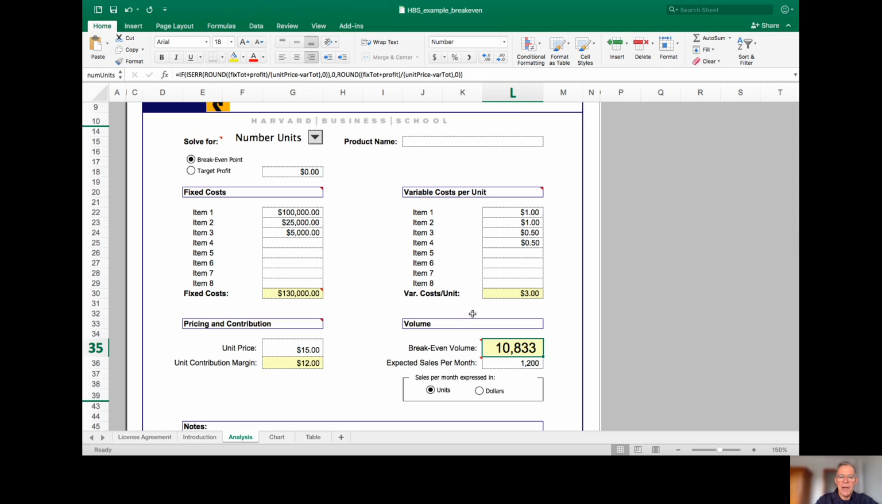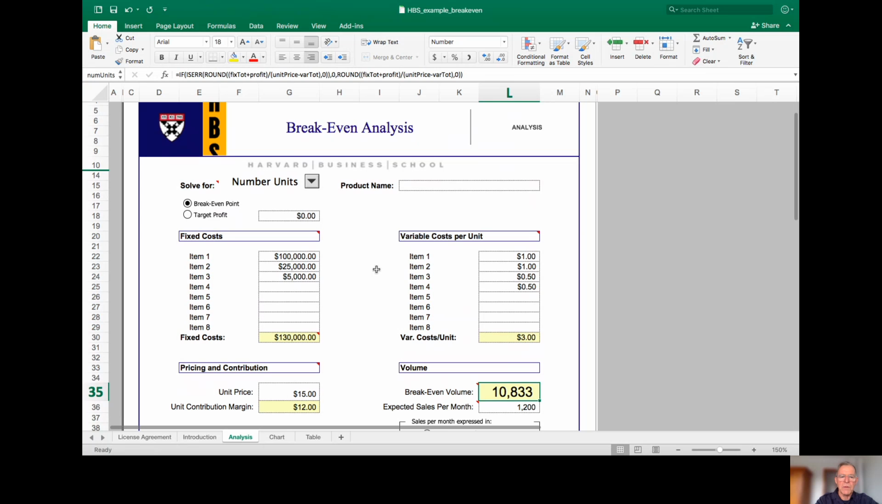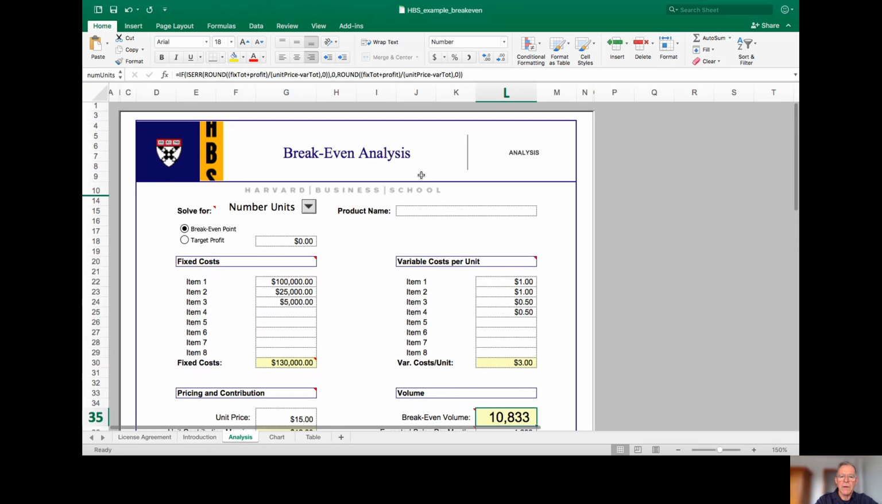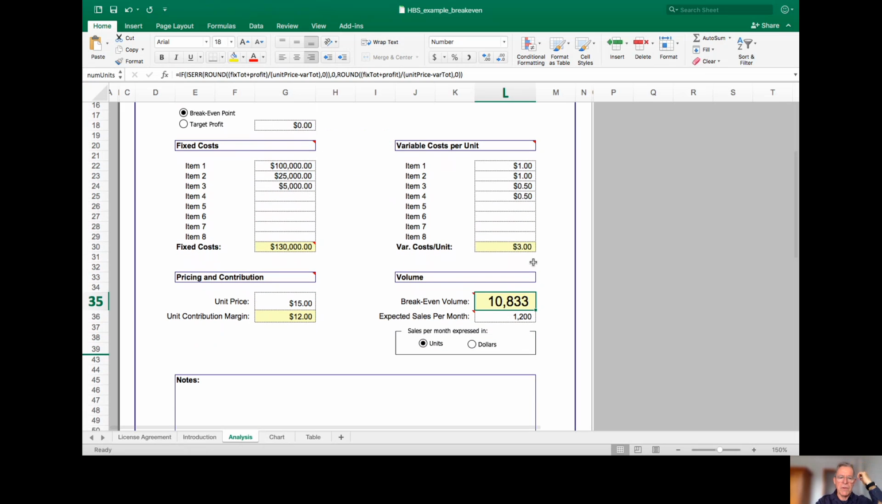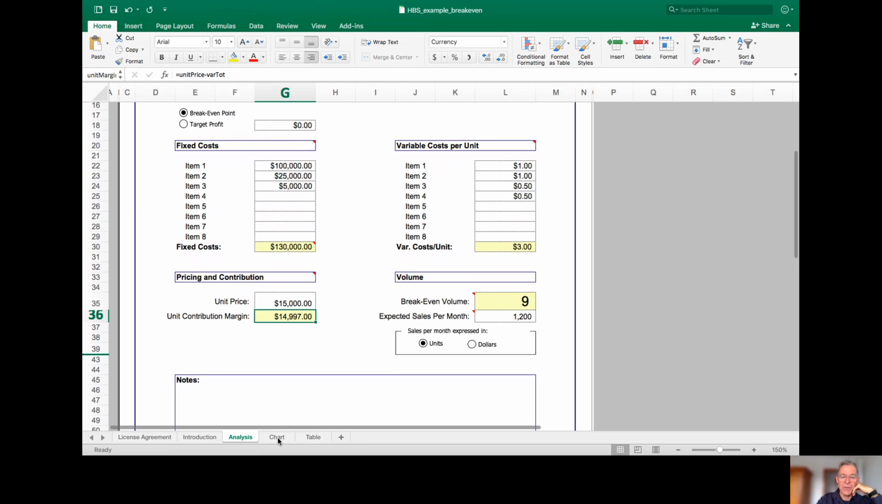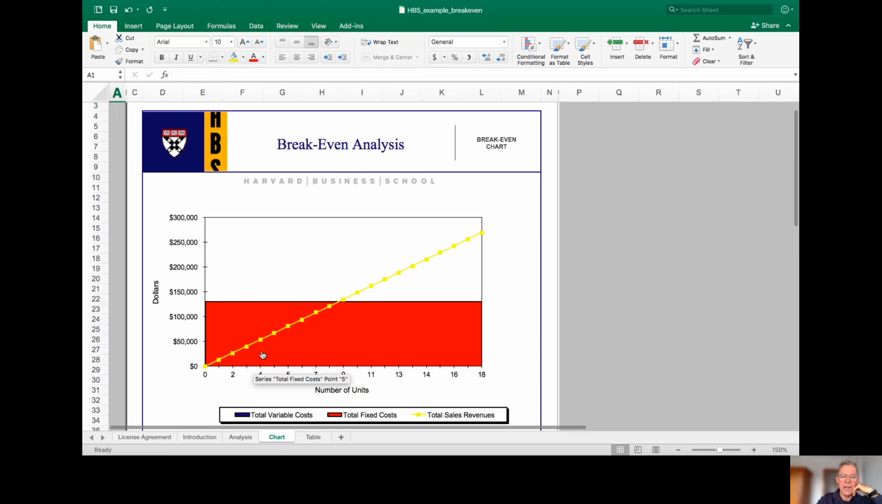So to prove that point, let's put a crazy, where's my selling price? Where my selling price is there. We've got a variable cost per unit, pricing and contribution. Unit price, there it is, $15. So I'm going to put $15,000, just see what happens. We're going to test it. My break-even volume is 9. Oh, I haven't done this before. I hope the chart works. Yes, there it is.